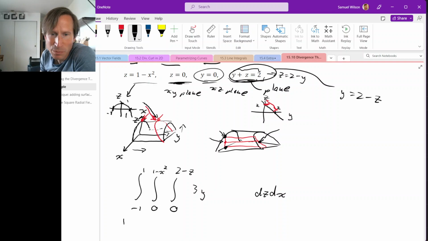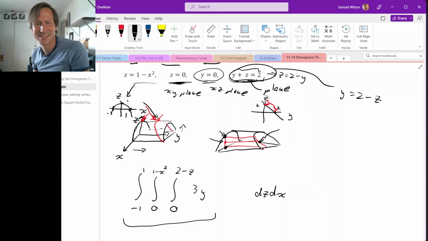Okay, so this is the triple integral that we would need to calculate. You can see that this particular triple integral is totally routine. There's nothing special about this triple integral. And so I think I'll leave evaluating this as an exercise.